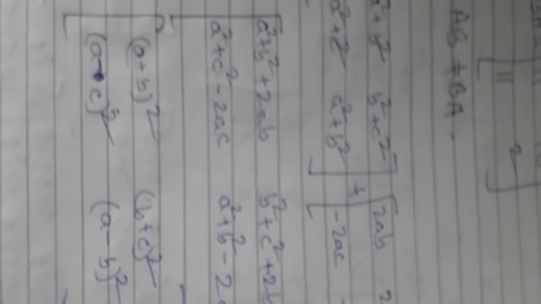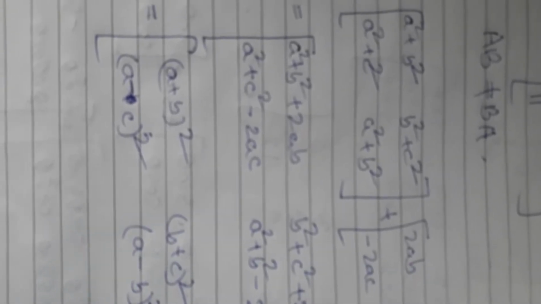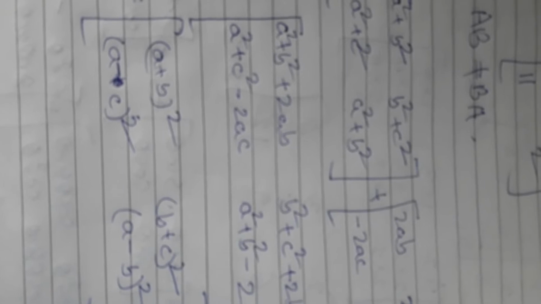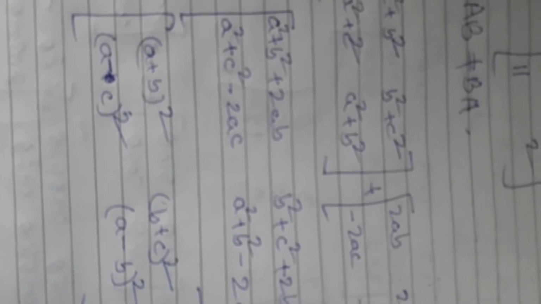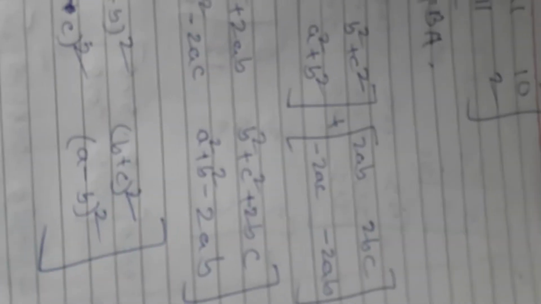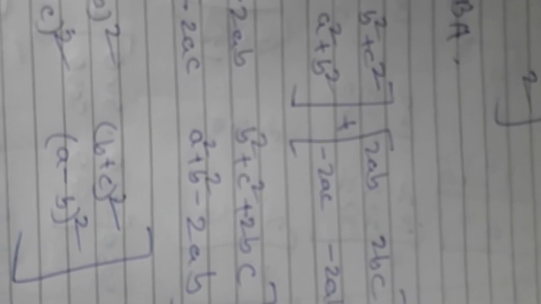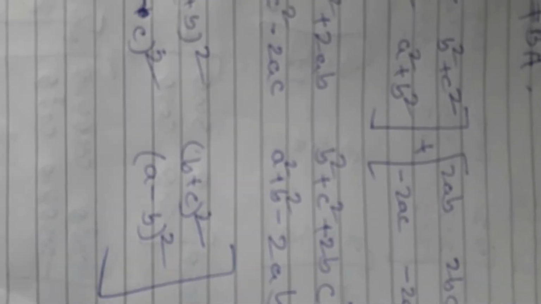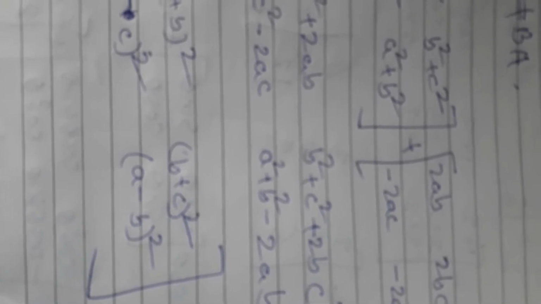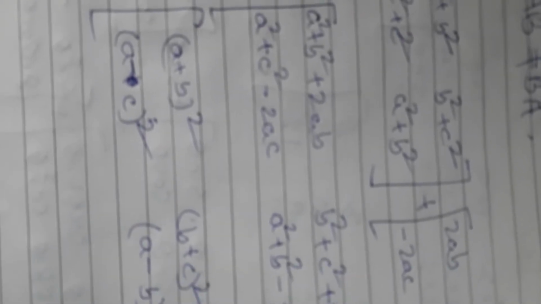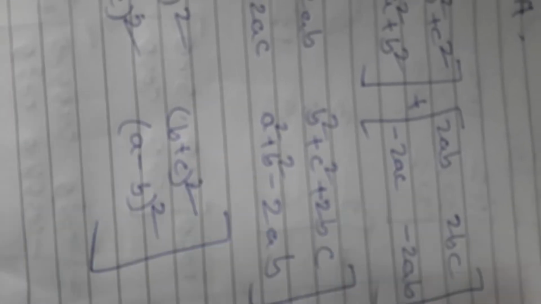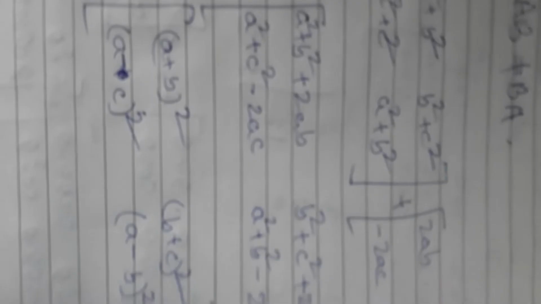If you look here, a square plus b square plus 2ab is nothing but the expansion of (a plus b) whole square. Similarly, b square plus c square plus 2bc is the expansion of (b plus c) whole square. Similarly you will get (a minus c) whole square as well as (a minus b) whole square. You can take this as an example. Similarly you can see the other examples here, and you can solve them.